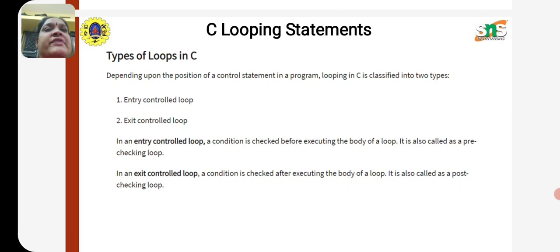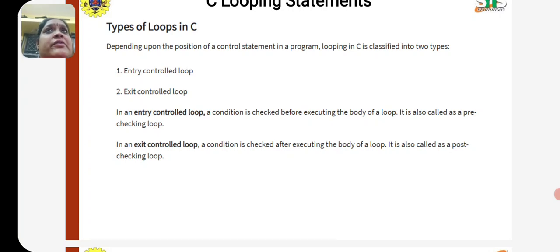What are the types of loops we have? Basically, we have two types: entry control and exit control. Entry control is nothing but once the condition is true only, it will go inside. The condition is always checked before executing the statement, so it is called the pre-checking loop. Exit control loop is nothing but the condition is checked after executing the body of the loop, at least one execution, so it is called the post-checking loop.